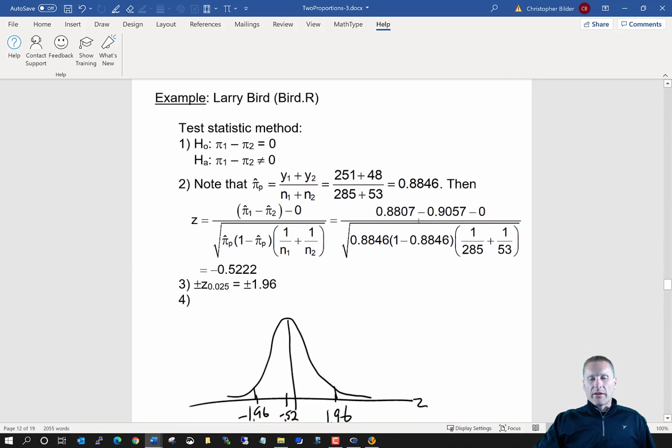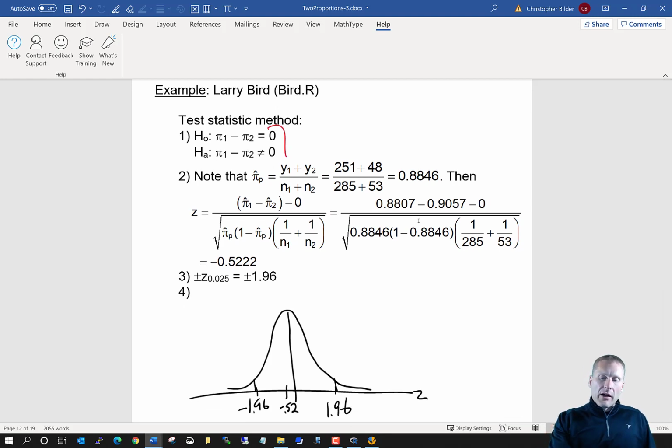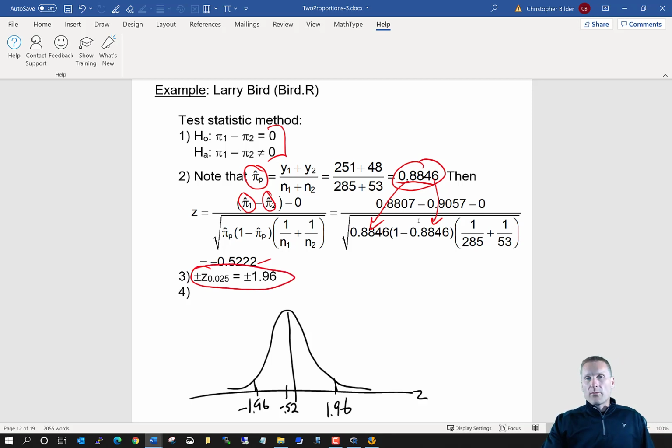Okay, so let's go back to the Larry Bird example. We state our hypotheses. We find this overall estimate, or sometimes people call it a pooled estimate for the proportion, because we're pooling over the two different populations. Now we get 0.8846, so we plug that 0.8846 into the appropriate spots there. Notice we have a pi hat 1 and a pi hat 2 here; we don't have the pi tildes. We do the math, and we get negative 0.52. For using alpha 0.05, our critical values would be plus or minus 1.96.